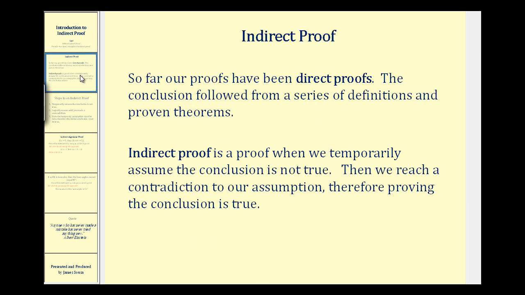So far our proofs have been direct proofs. The conclusion followed from a series of definitions and previously proven theorems. Indirect proof is a proof where we temporarily assume the conclusion is not true, and then we reach a contradiction to our assumption, therefore proving the conclusion is true.